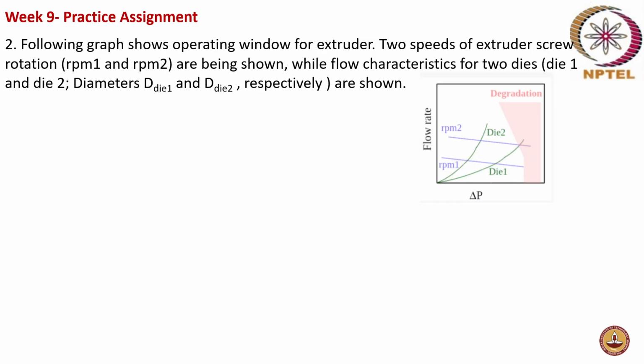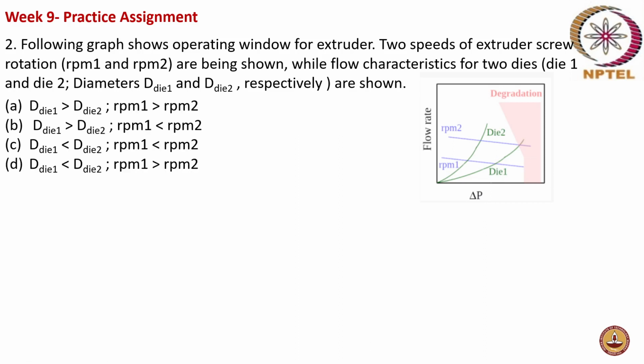So the following graph shows the operating window for an extruder. Two speeds of extruder screw rotation, that is RPM1 and RPM2, are being shown. You could see in the figure. So this figure is pressure drop versus flow rate, and your RPM1 and RPM2 are given. That is, two rotation speeds are given, and similarly two diameters of die are also given, and their characteristic behavior for flow rate versus pressure drop is given.